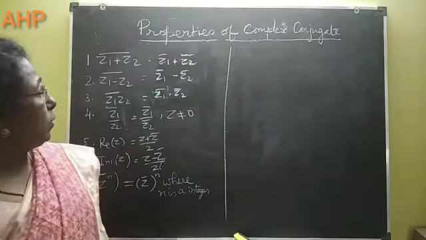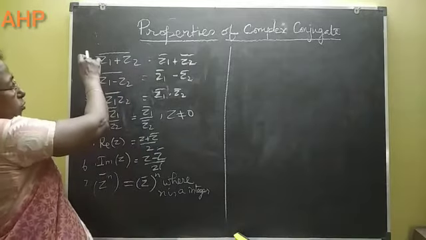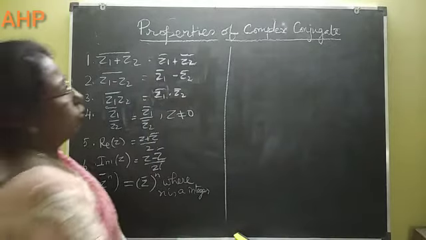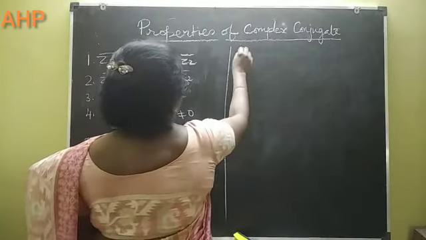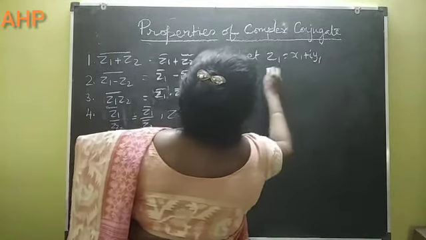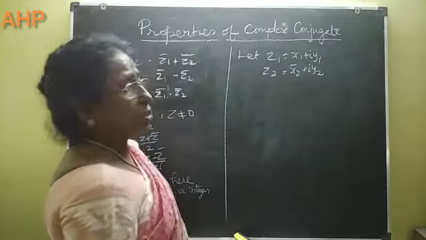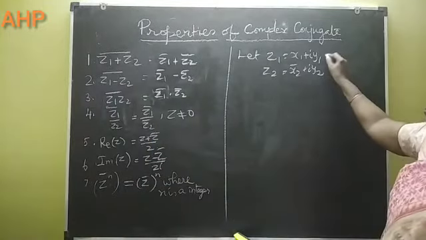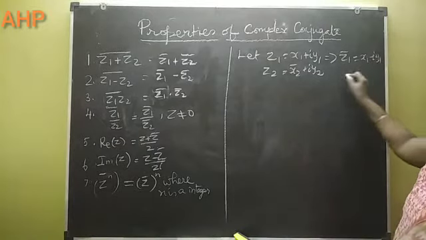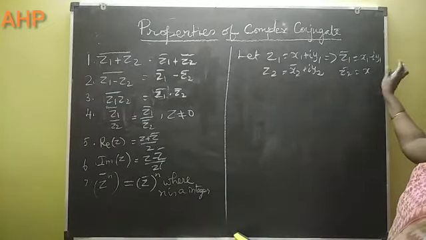Now let us see a few properties of complex conjugate. The conjugate of z1 plus z2 is equal to conjugate of z1 plus conjugate of z2. To prove this, let us assume z1 is equal to x1 plus iy1 and z2 is equal to x2 plus iy2. Now this gives the conjugate of z1 is equal to x1 minus iy1 and conjugate of z2 is equal to x2 minus iy2.